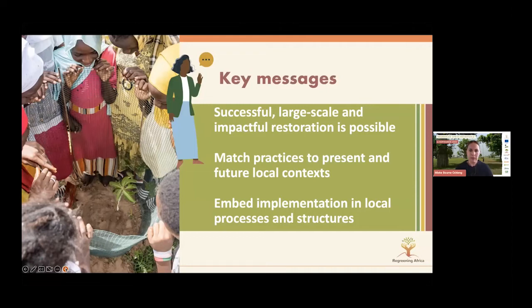That we need to adapt our practices, there is no silver bullet. We need to match a variety of practices to both the present and potential future local contexts, environments and needs, and that we need to embed implementation in local processes and structures.